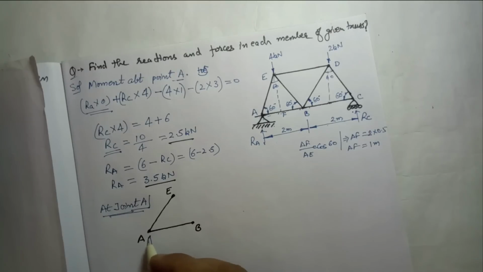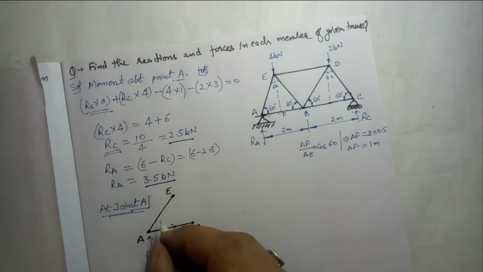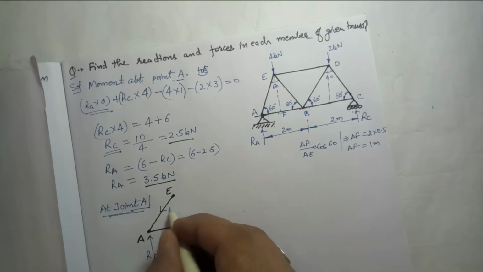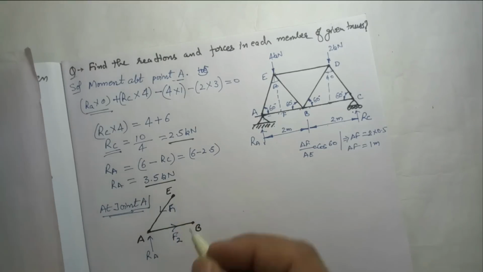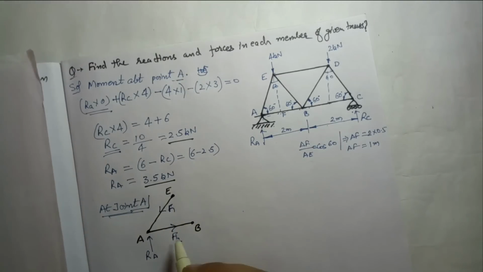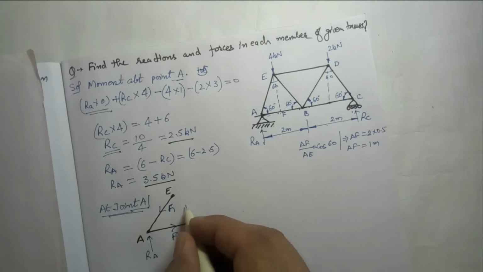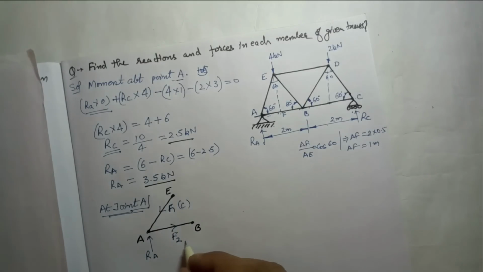Now here one reaction is there, that is Ra, we know the value of that. Now we assume a force, and this is just an assumption, let's say I'm taking F2 on this side and F1 on this side. But whenever you assume, just try to define whether it is compressive or tensile. Let's say I have taken F1 as compressive, and F2 as tensile.